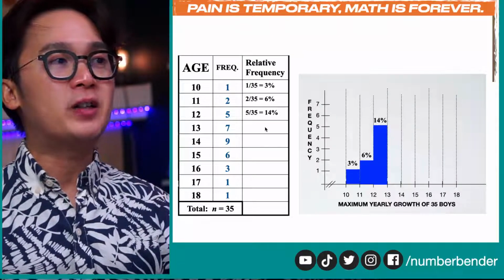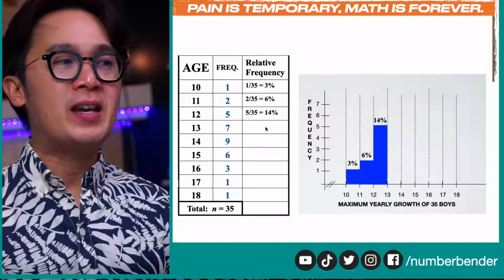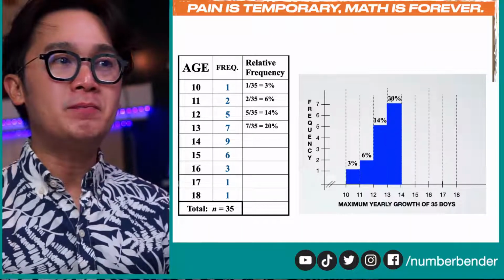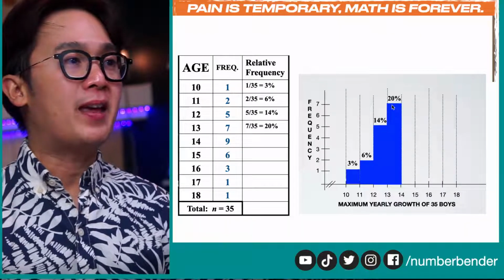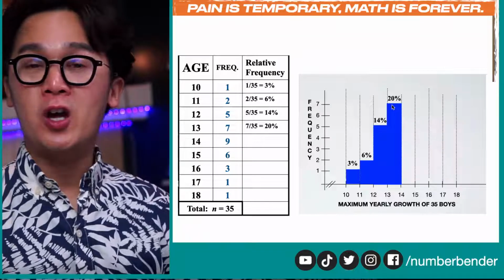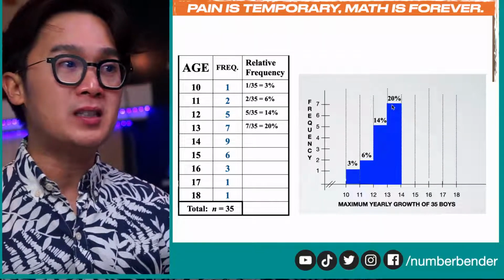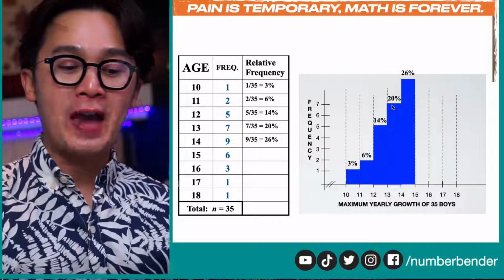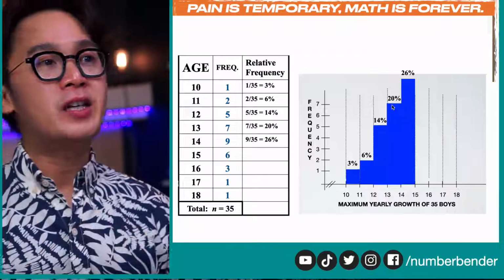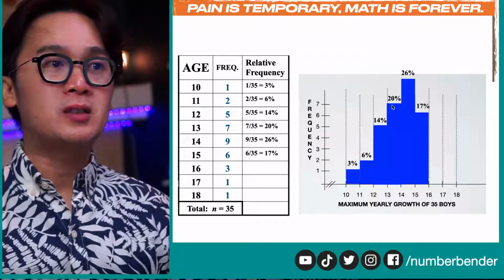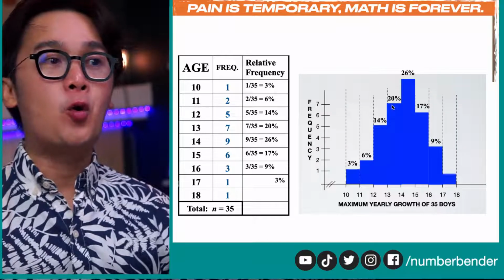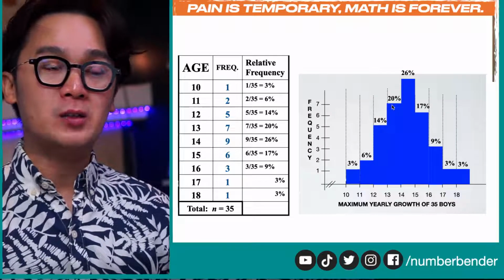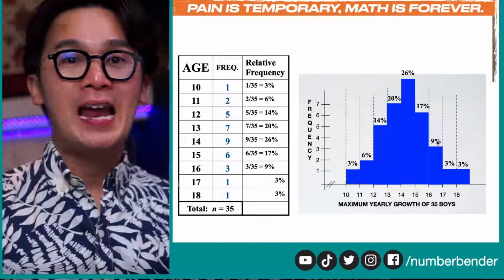So next category is at 13 years old. 7 out of 35 is 20%. So this is 20%. And then at 14, where most of the boys had their growth spurt, we have 26% for that. And as we continue, we'll be able to produce our histogram for the boys who had their growth spurt recorded in our data set.